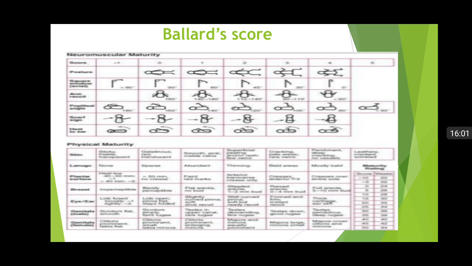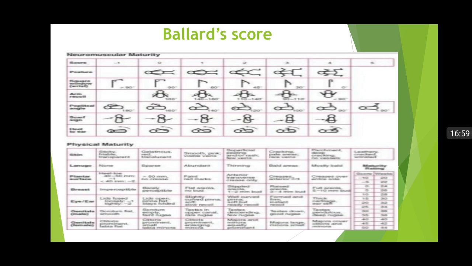This is the Ballard score. Here you can see that in the first table there is neuromuscular maturity, which is scored from minus 1, 0, 1, 2, 3, 4 and 5. Below the score you can read that there is posture, and various postures are made. In the next slides we will discuss all these things. Then there is the square window test, arm recoil, popliteal angle, scarf sign, and the last one is heel to ear test. These are all neuromuscular tests which are scored in the Ballard score.